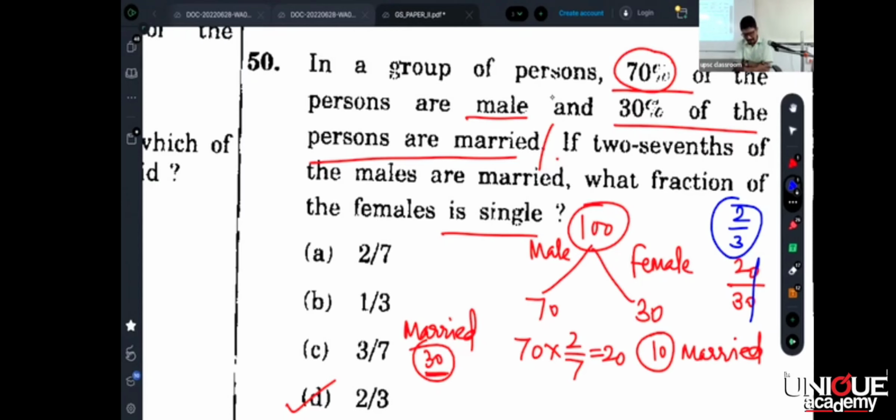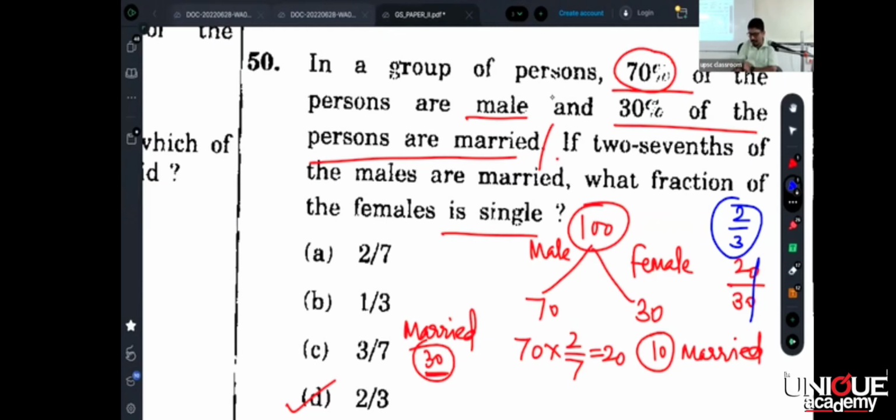Some may get the answer 1/3 again, if they think it is of unmarried or single females. But let me tell you, after getting 20 males are married, it is not given that there are 20 couples. Not necessarily an equal number of males and females must be married. Here it is not given as couples. These are married persons only. So it may be whatever number of males and females. Is it clear?